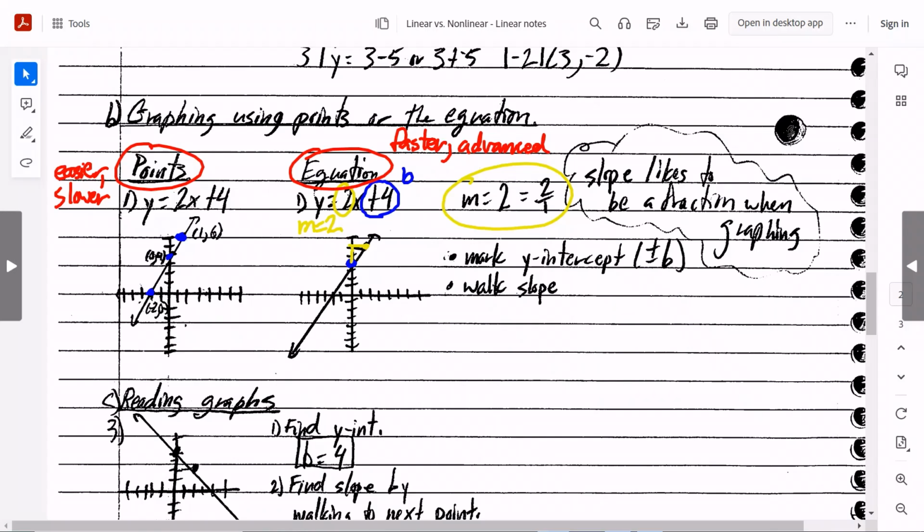All right. Questions about graphing using the points or graphing using the equation? Who's still copying that down? I'll give you a minute. Yeah, thank you.